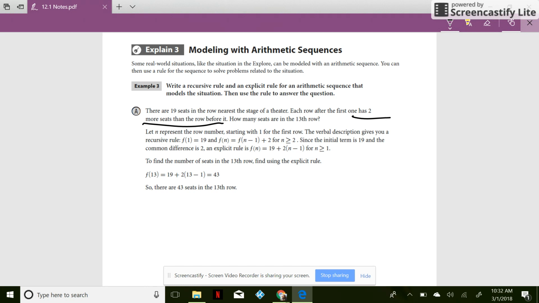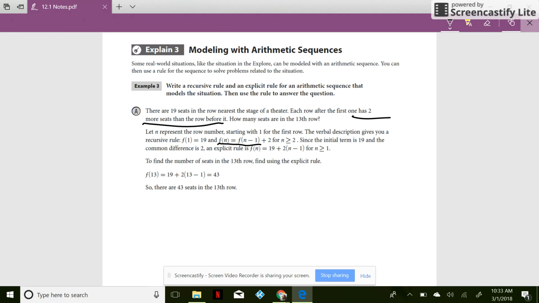So we're going to let n represent the row number. We're going to start with 1 for the first row. There's no row 0. So the verbal description gives you a recursive rule. Again, the row has a relationship compared to the seats of the row before it. So they're saying f of 1 is 19. Row 1 has 19 seats.